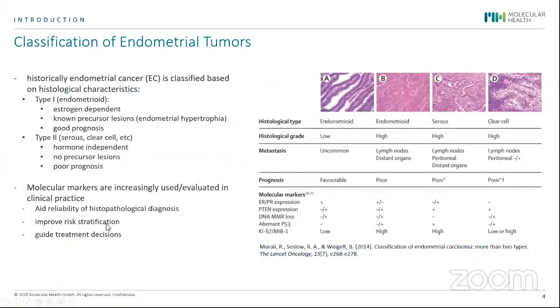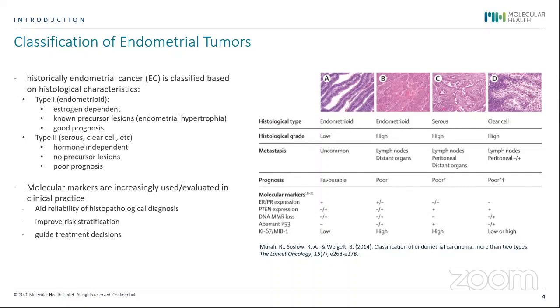Endometrial cancer has been or is classified classically by histology into type 1 and type 2. Type 1 is endometrioid, estrogen dependent with clear precursor lesions and has typically a good prognosis. Type 2 tumors are other histologies, serous, clear cell, and so on. They are not hormone dependent. There's not such clear precursor lesions, and they have typically a poor prognosis. They are generally regarded as high-grade tumors.